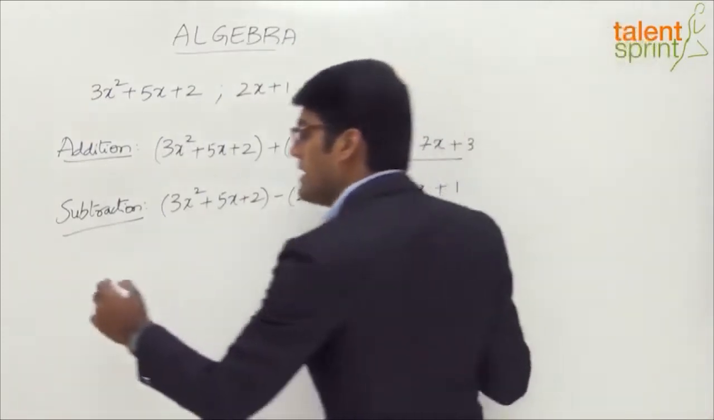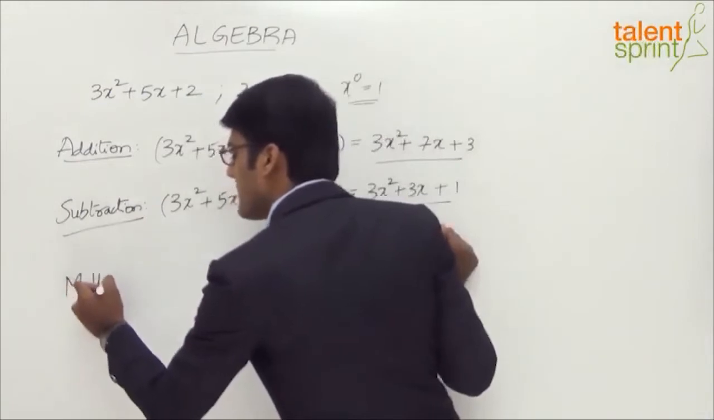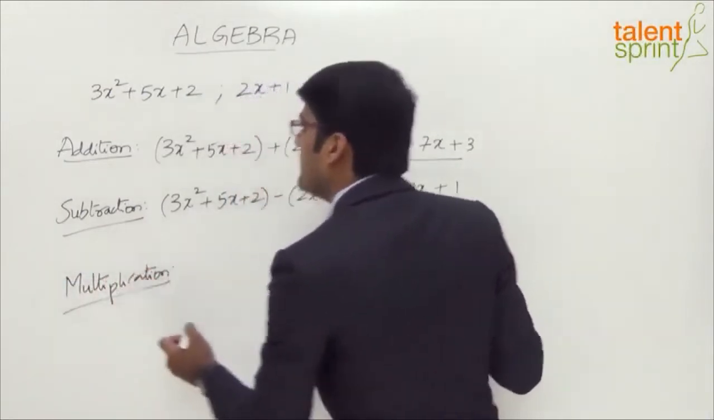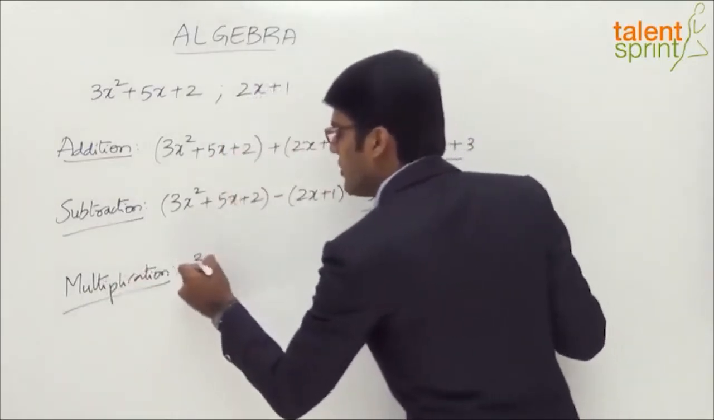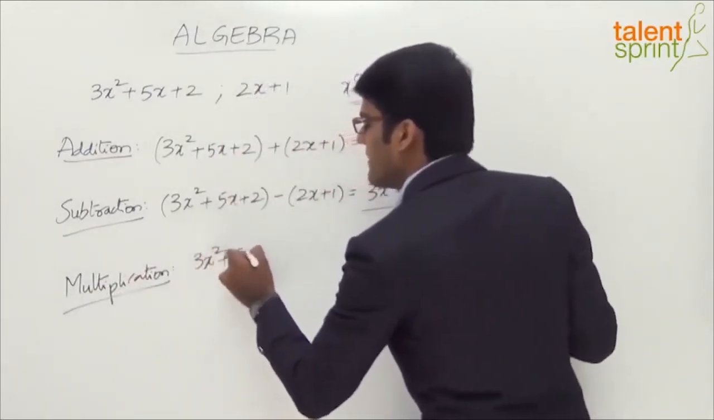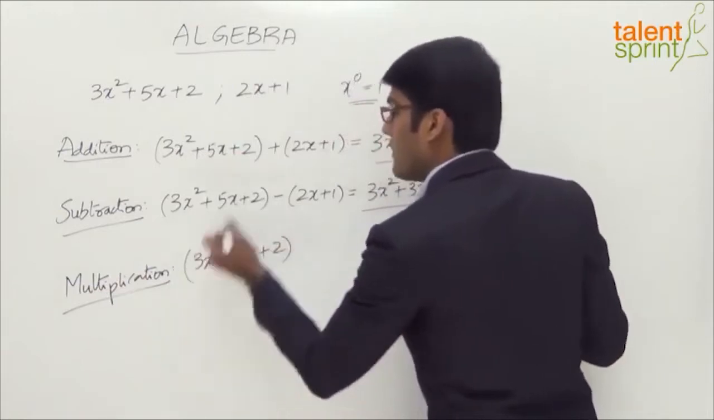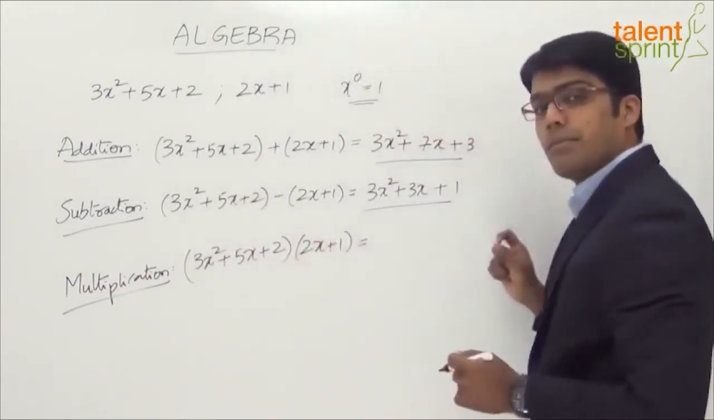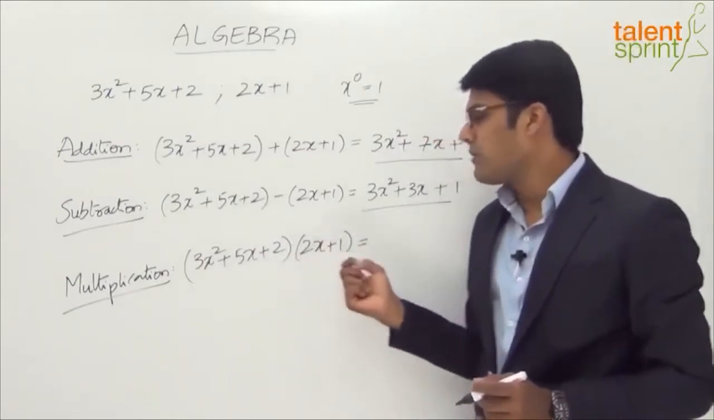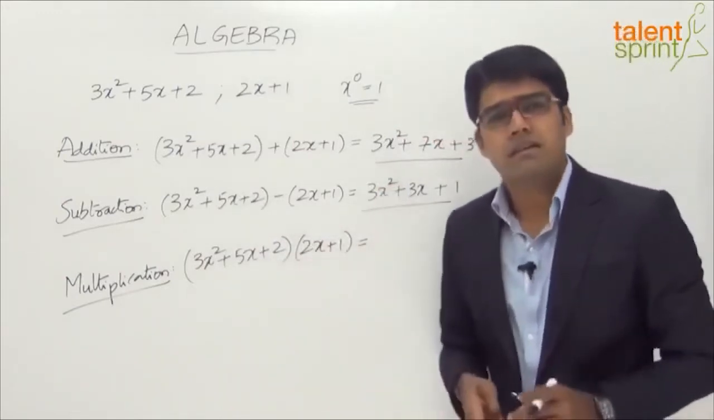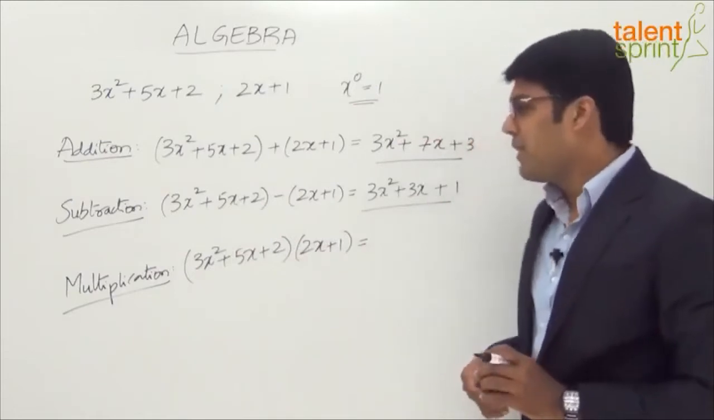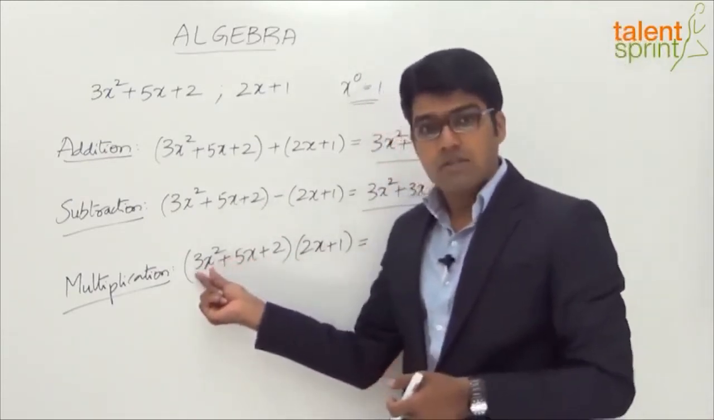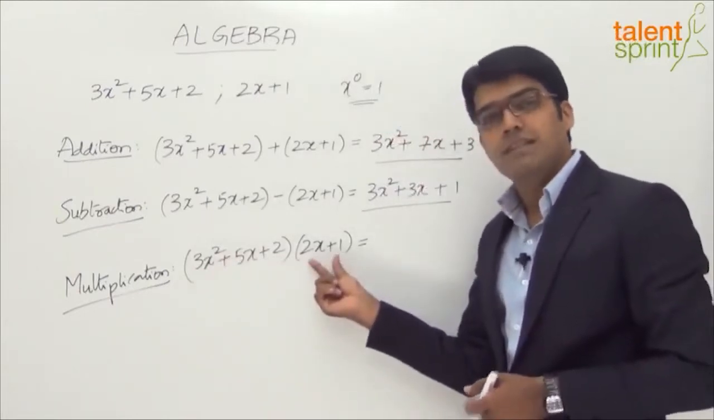Now comes the next one, multiplication. Multiplication of two polynomials. Right? So let's take the same two polynomials again, 3x squared plus 5x plus 2 multiplied by 2x plus 1. Now what is the product here? What is the product of the two polynomials? Now this is going to be different from the earlier two cases of addition and subtraction. What do we do here? Each term in the first polynomial has to be multiplied with each term in the second polynomial.